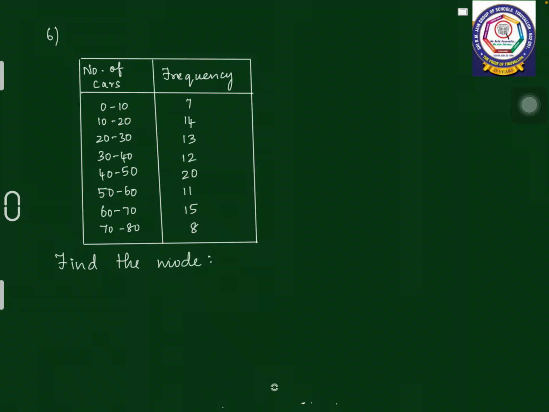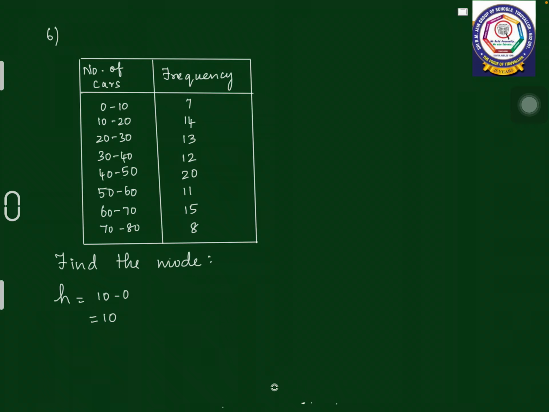Here again check the class intervals. Are they continuous? 10, 10, 20, 20, 30, 30, 40, 40, 50, 50, 60, 60, 70, 70. So the class intervals are continuous. Now find the class size and check whether it is the same. Yes, everywhere it is the same, so you can take any one class interval. 10 minus 0 is 10. So this is the class size of the given data.